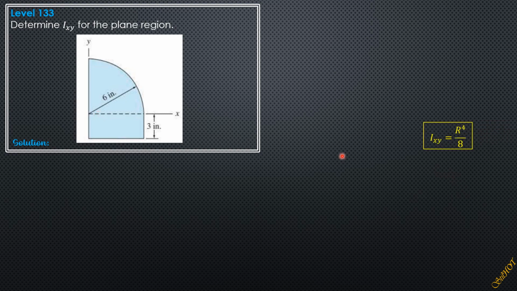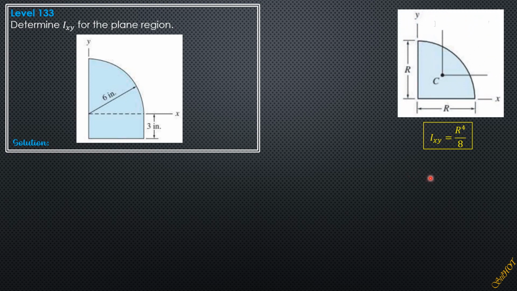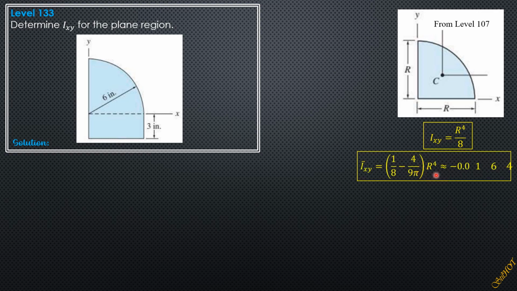and the product of inertia with respect to the centroidal axis, if you recall, is quantity 1 over 8 minus 4 over 9 pi, times r to the fourth. So 1 over 8 minus 4 over 9 pi r to the fourth, which is negative 0.016471 r to the fourth if expressed in decimal.